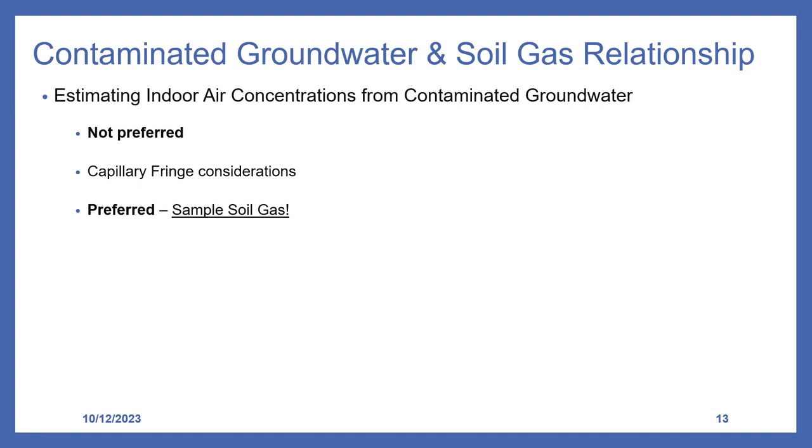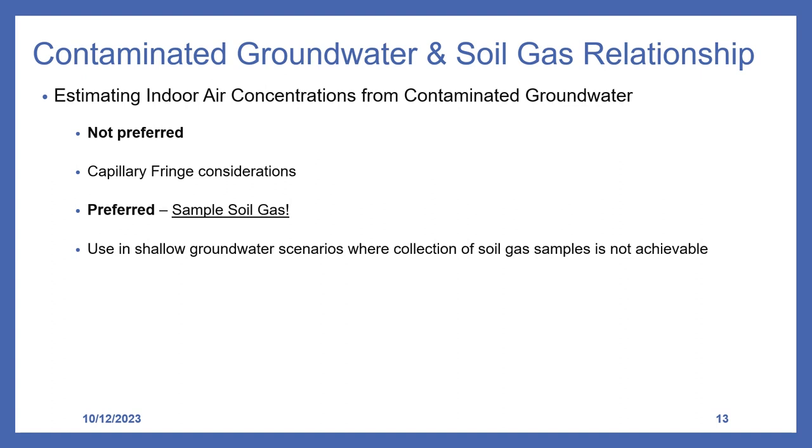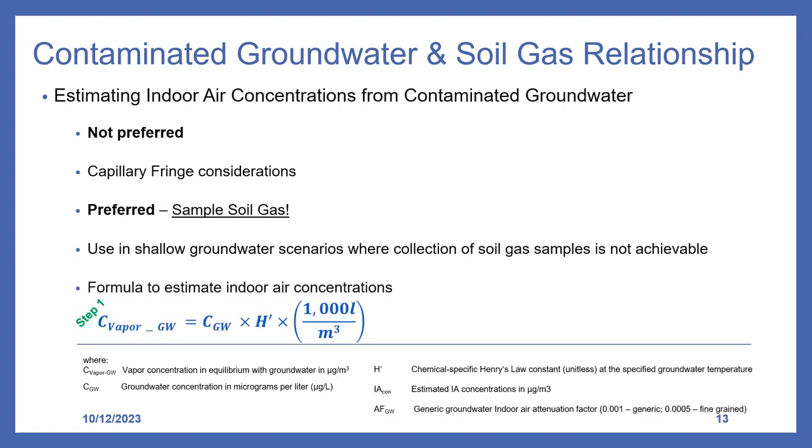However, there are scenarios and situations where a soil gas sample cannot be collected, such as a shallow groundwater scenario or very limited access to buildings. So in those situations, you can use a formula-based approach to help you estimate your indoor air concentrations. If that is necessary, the following formula can be used to estimate your indoor air concentrations, but it needs to be done in steps.